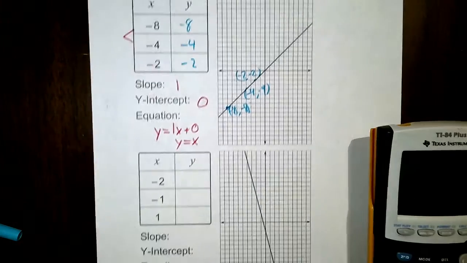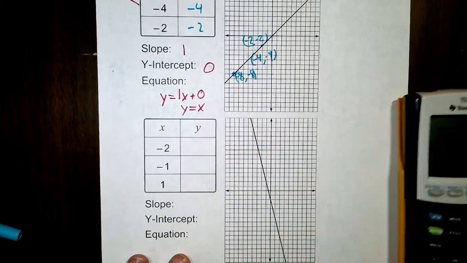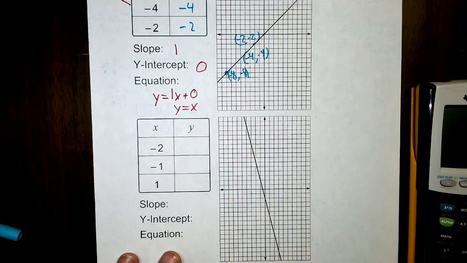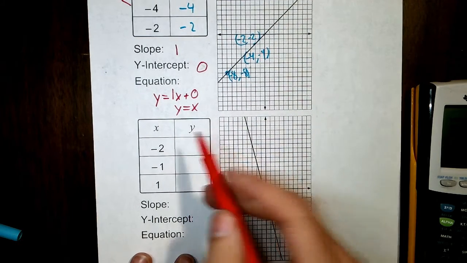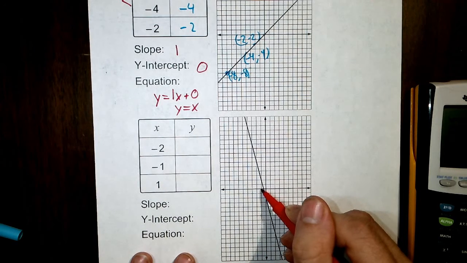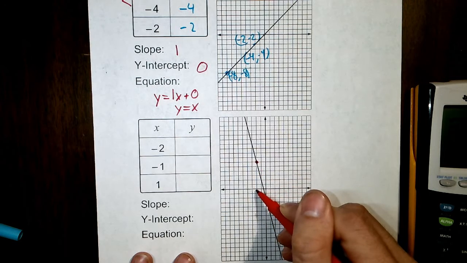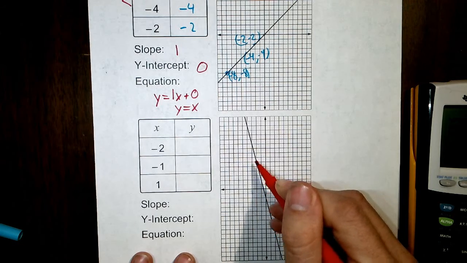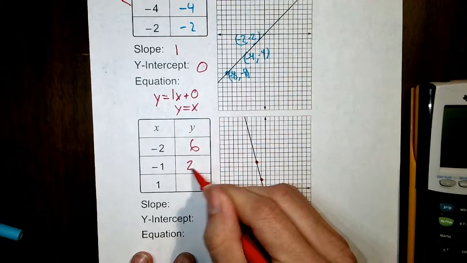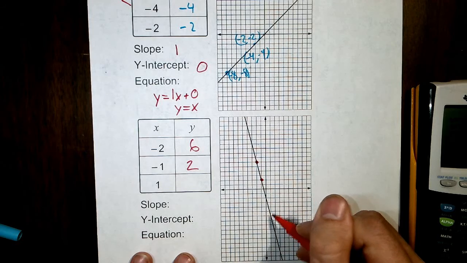So on our next line, which is the reason I had to teach you how to do this in the first place, you might be like, why can't we use our calculator all the time? Because you need to be able to find where these ordered pairs are on this graph. When x is negative 2, I go 1, 2. On my line, it's right here. So at negative 2, it's 1, 2, 3, 4, 5, 6. At negative 1, it's 2. And at 1, it's 1, 2, 3, 4, 5, negative 6.